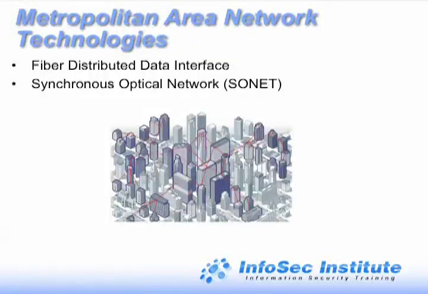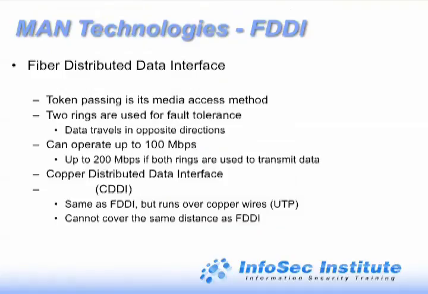Okay, technologies. Good old MANs, metropolitan area networks: the FDDI, or fiber distributed data interface, and then SONET, synchronous optical networks. FDDI is token passing, a media access method. There are 2 rings, and these are used for fault tolerance. So it's definitely important to know that FDDI uses 2 rings. It can operate at 100 megabits, up to 200 megabits if both rings are used to transmit.